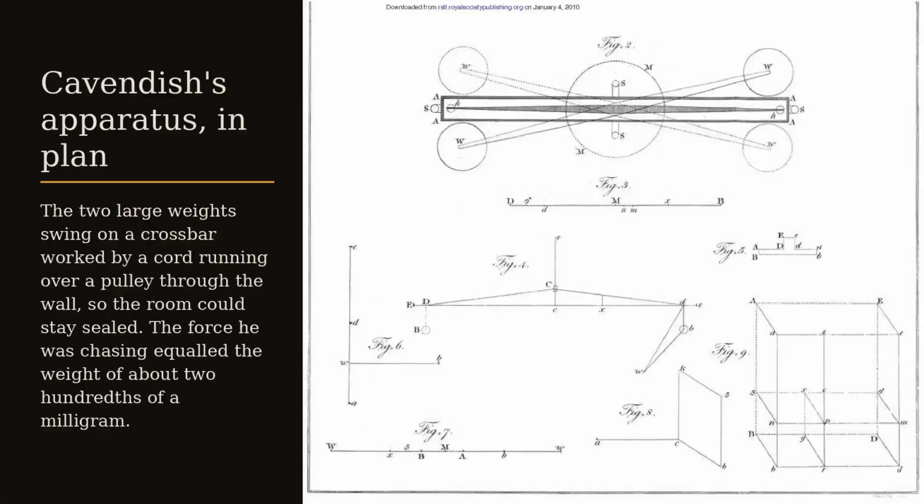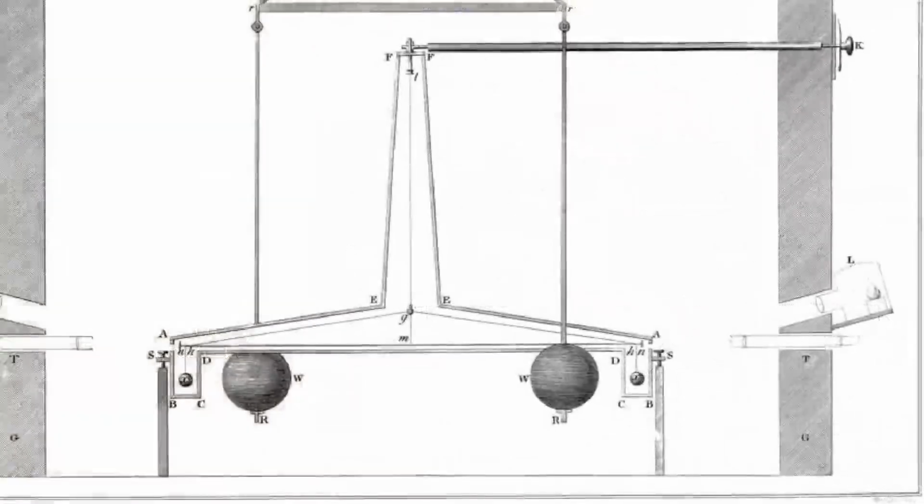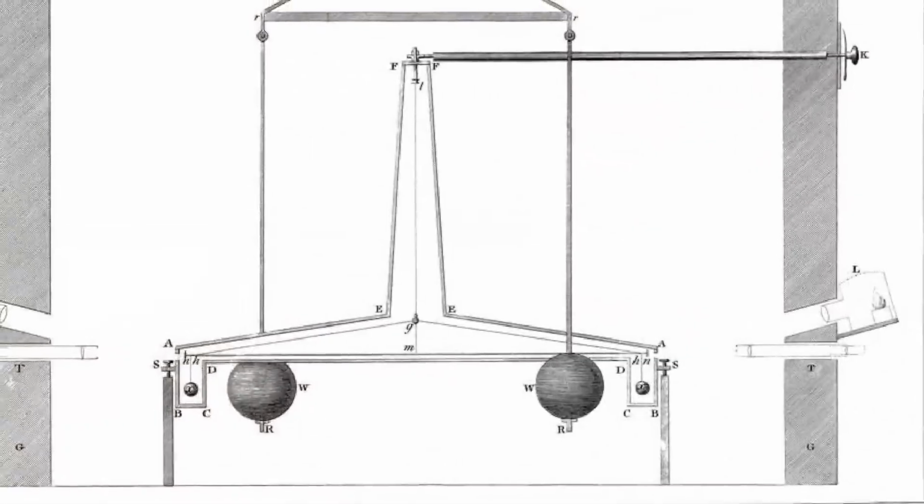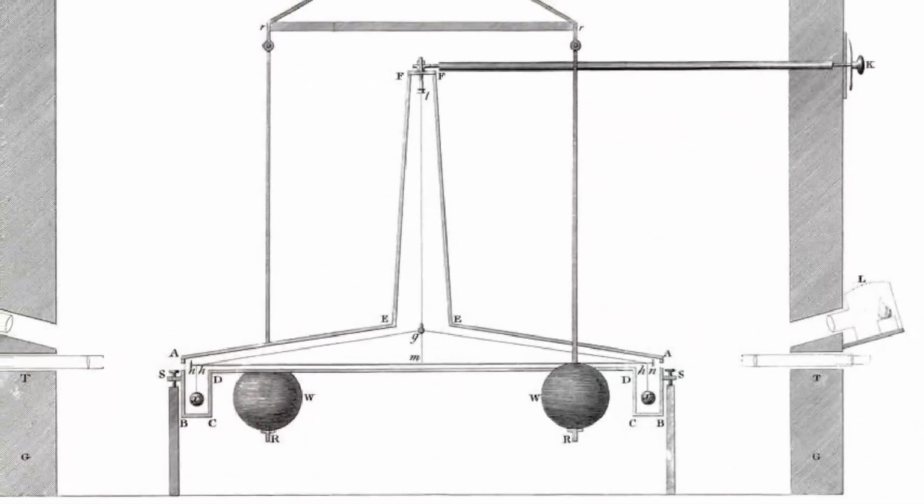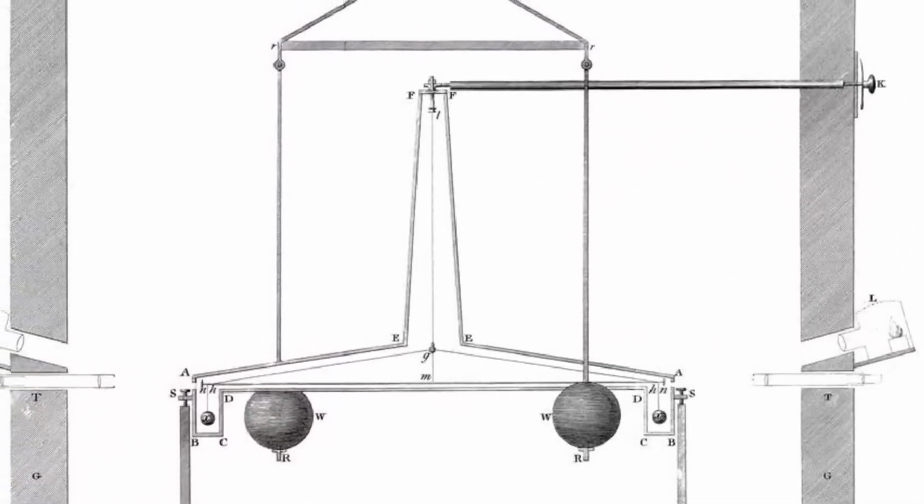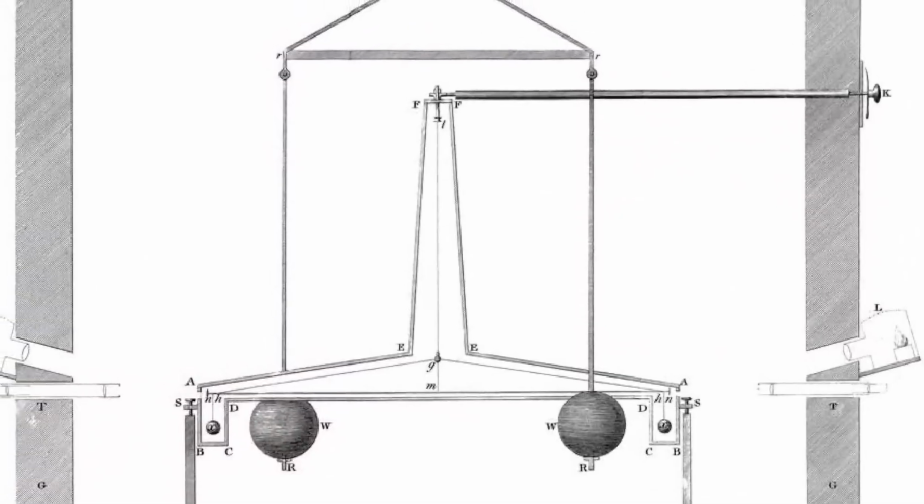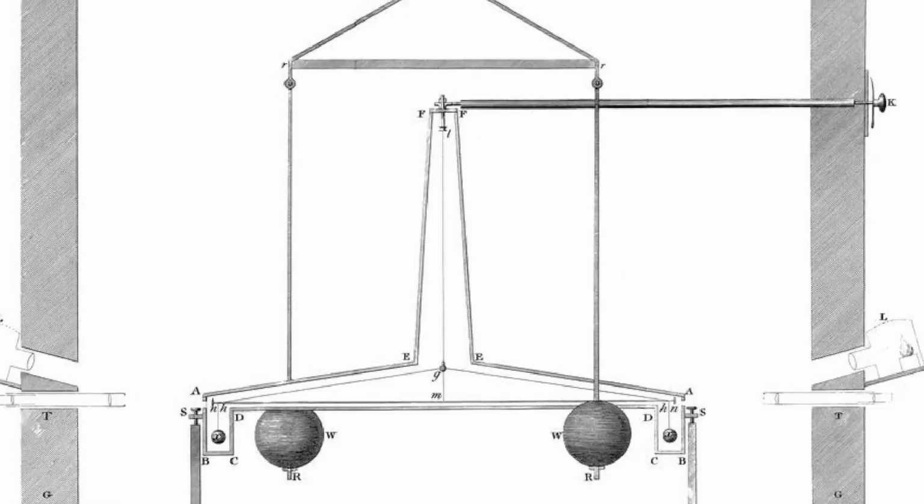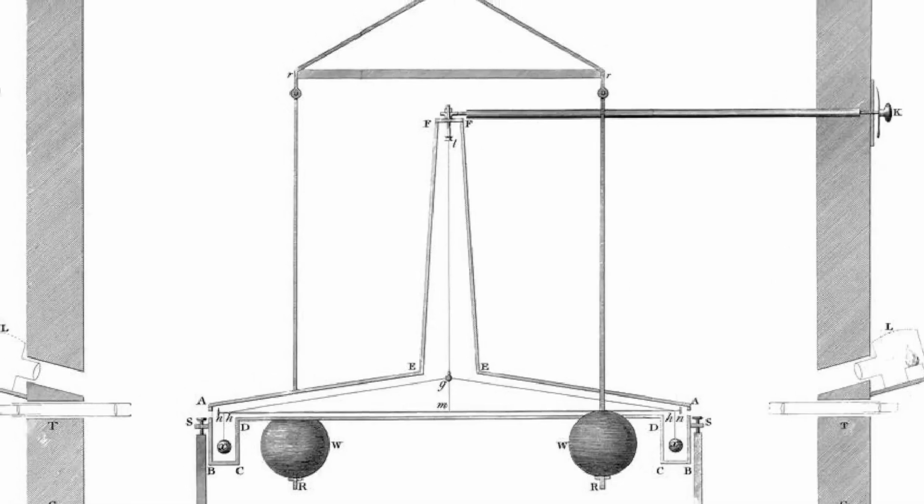Both large weights hung from a crossbar that could be swung around by a cord running over a pulley through the wall. Cavendish was chasing a force equal to the weight of about 0.02 of a milligram. He sealed the room and observed the rod from outside through 2 telescopes set in the walls, reading ivory scales divided to 1/20 of an inch and lit by lamps aimed at them from outside. He admitted no other light and never went in during a run.